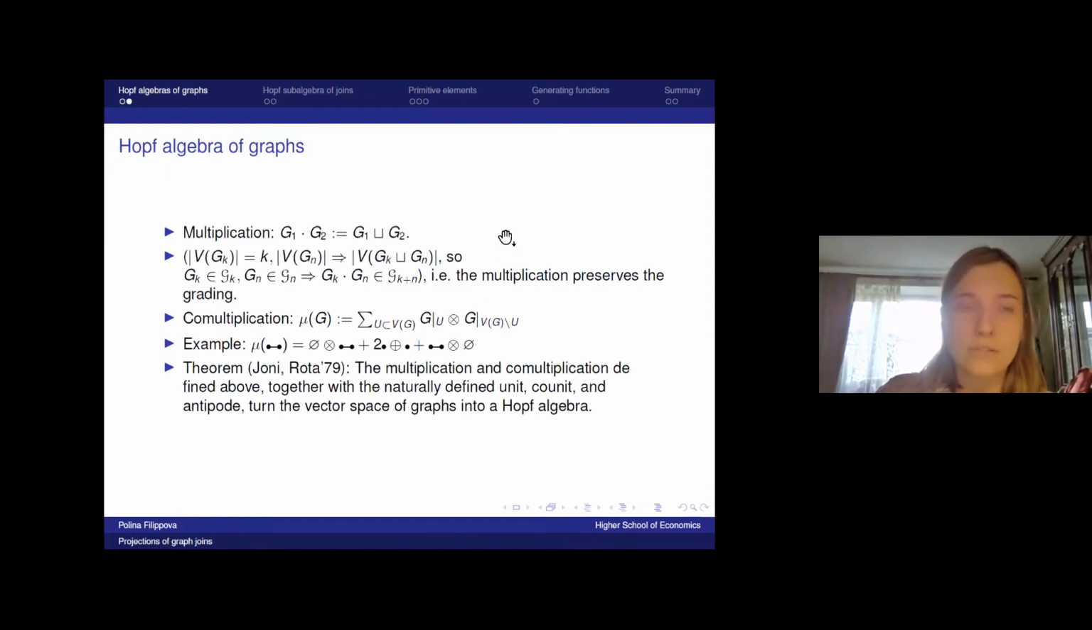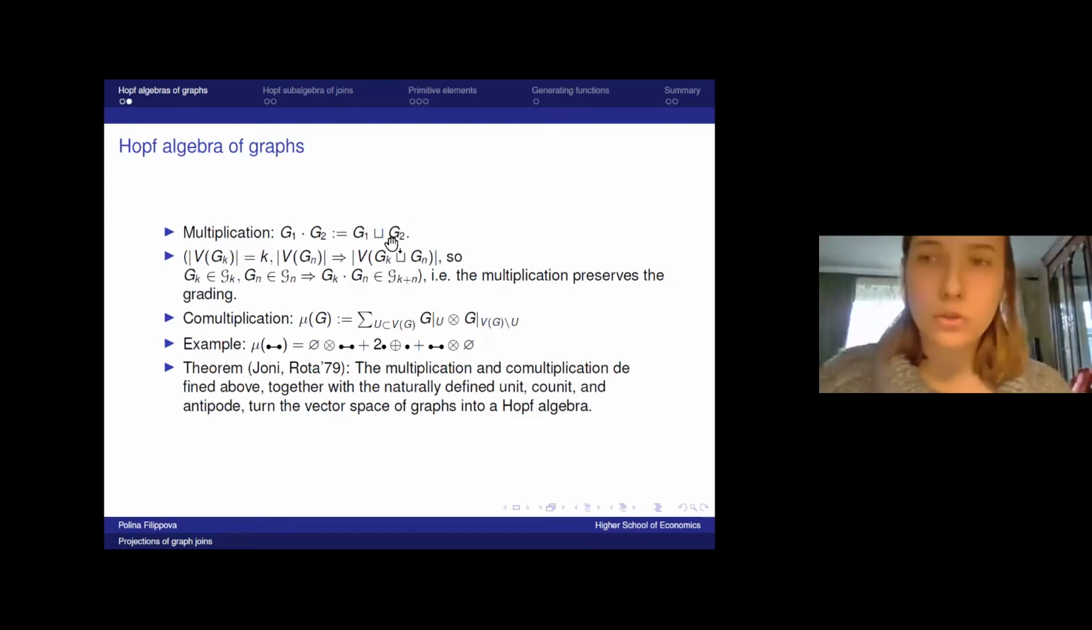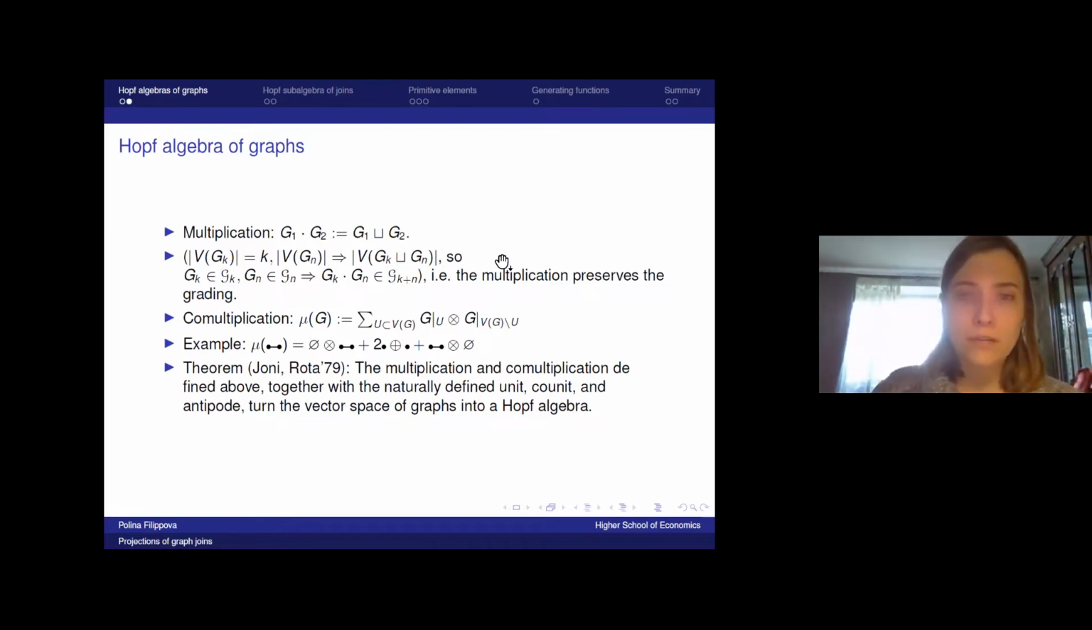Moreover, there is a structure of an algebra on graphs because we may multiply them. A product of two graphs is just their disjoint union. Note that this multiplication preserves the grading, because if we take a disjoint union of two graphs, the result has the number of vertices which is the sum of their numbers of vertices.